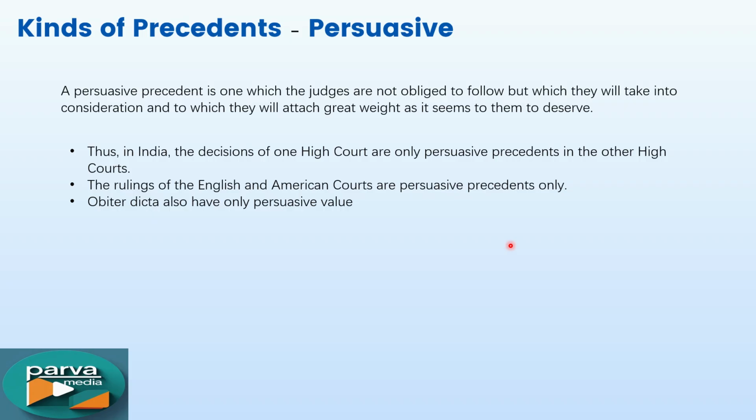Obiter dicta means remarks made by a judge that are not essential to the decision. Again, they do not form any part of the judgment, but these are the notes made by a judge. This can be considered and this will have a persuasive value, not a binding force.